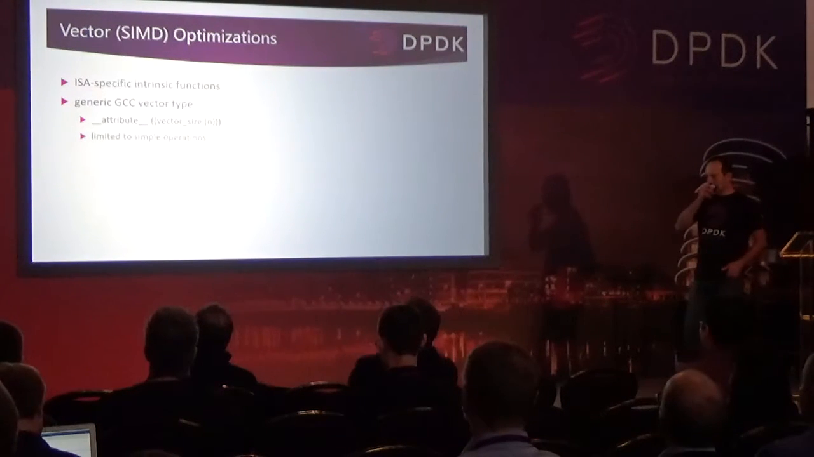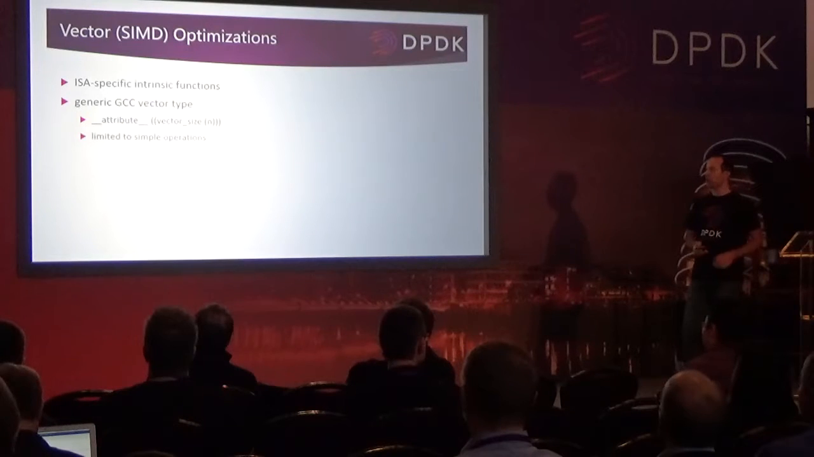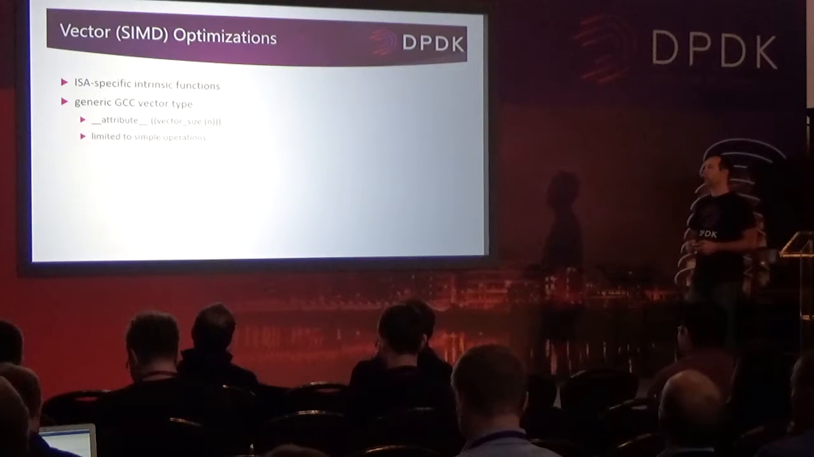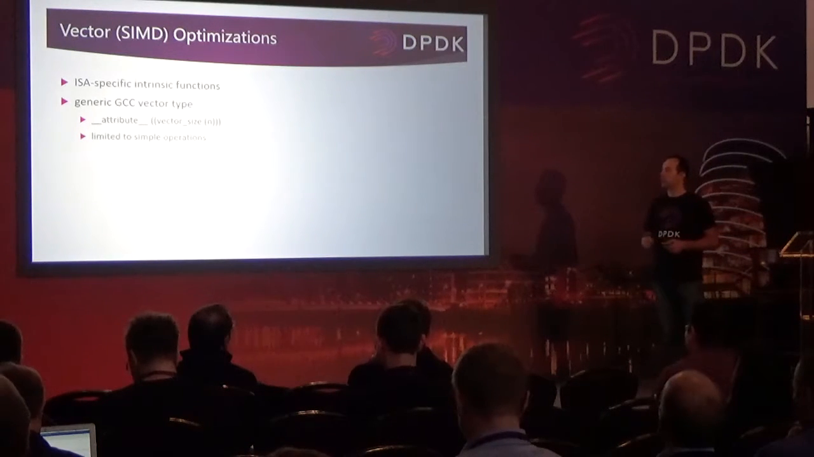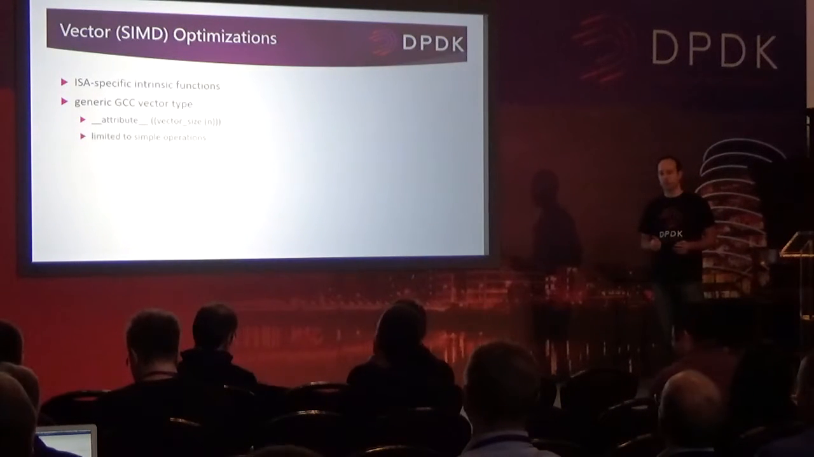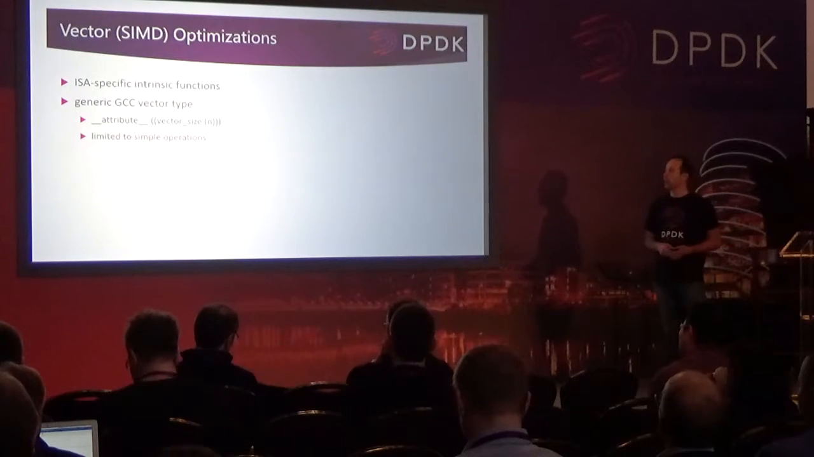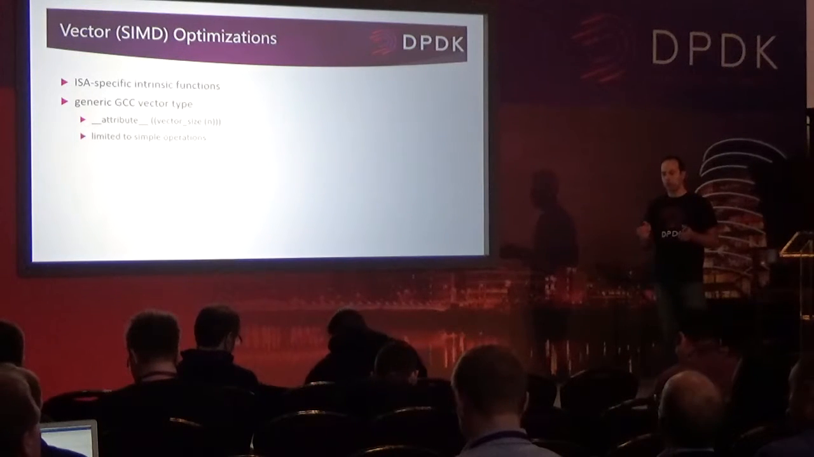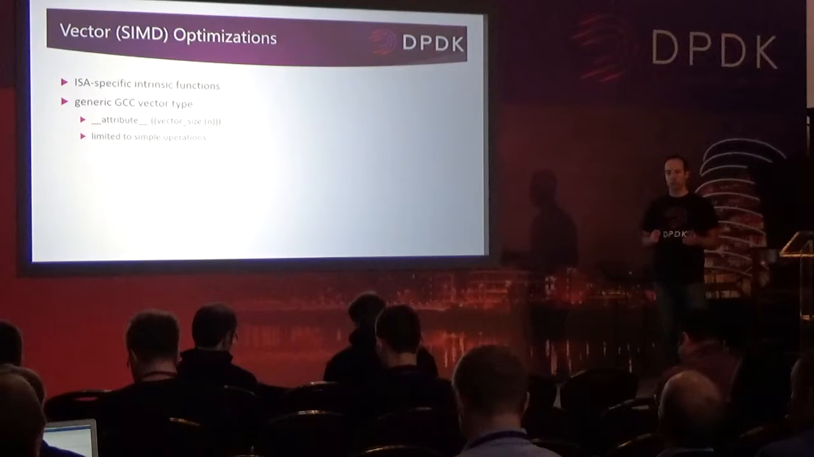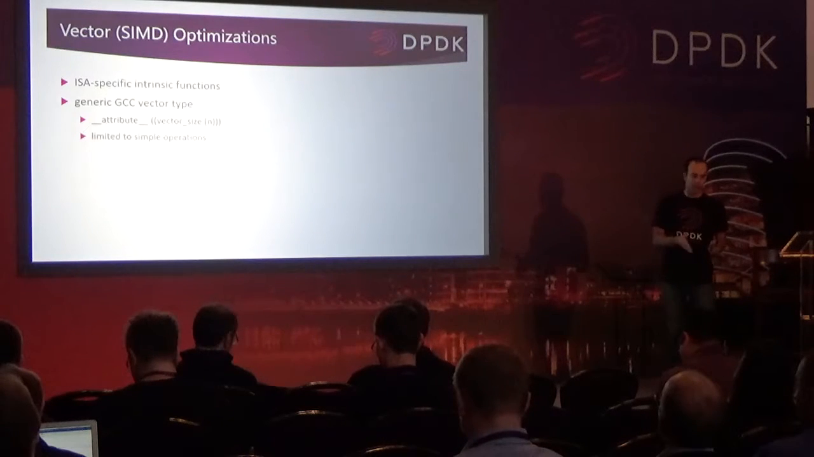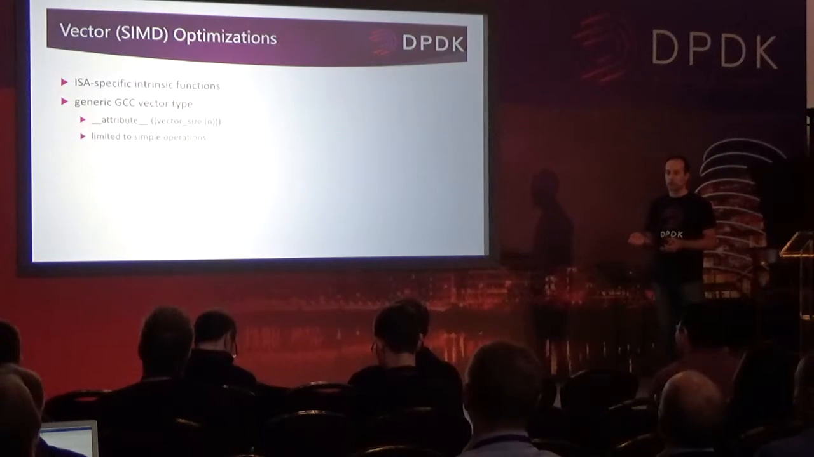So these optimizations are often about using the vector instructions. There are several ways to use the vector instructions. It is common to use the specific intrinsic functions from GCC. It works, but when you are using an intrinsic function, you have to rewrite your code when you want to use another CPU capability. When you want to switch from SSE to AVX, you have to completely rewrite your code.